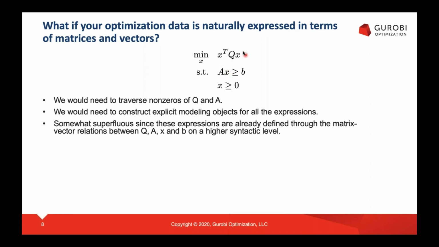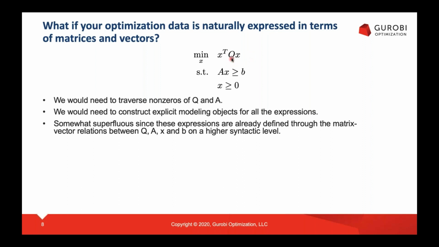Similarly, here, the objective function is not a sum of square terms or mixed terms or whatever. It's expressed as a quadratic form. So this is the matrix representation of it. And x transpose multiplied from the left and x from the right gives you a function. Now, if we were forced to squeeze this into a term-based modeling approach, what would we need to do?